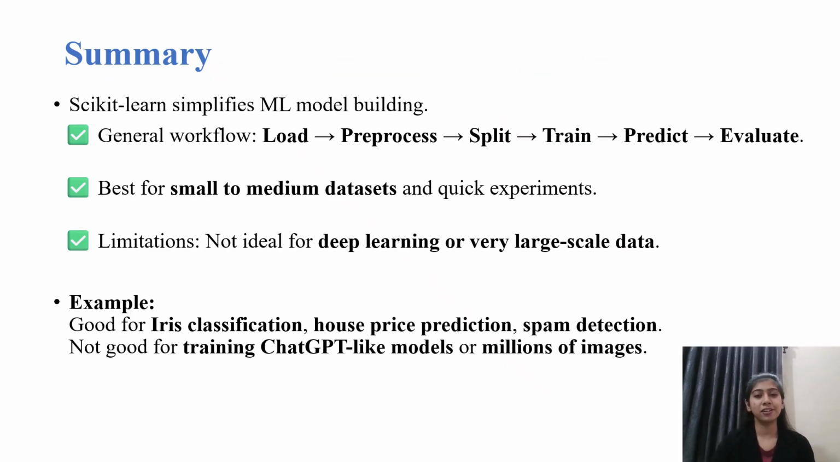To conclude, Scikit-learn is one of the most popular and user-friendly libraries for building machine learning models. It has a general workflow like load, preprocess, split, train, predict, and evaluate. It is best for small to medium datasets and for quick experiments. It has some limitations: it is not ideal for deep learning and also not ideal for very large datasets, but still it is important and can be helpful for tasks like iris classification, house price predictions, and spam detection. In future, while deep learning frameworks dominate large scale AI, scikit-learn would still be useful for beginners, researchers, and for quick ML experiments.